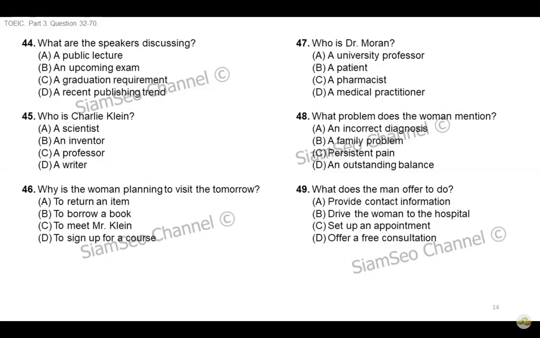Number 44. What are the speakers discussing? Number 45. Who is Charlie Klein? Number 46. Why is the woman planning to visit the man tomorrow? Questions 47 through 49 refer to the following conversation.